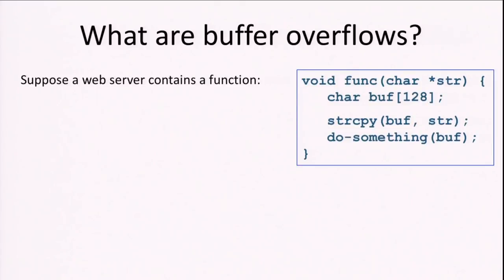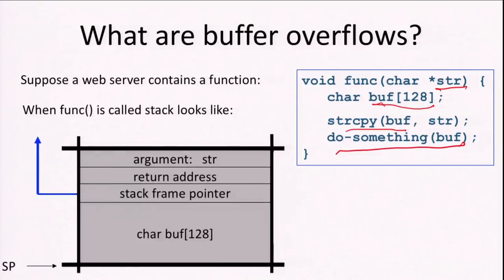So let's look at how this relates to buffer overflow. So suppose a web server has this function, and this function takes a string as input, and it has a local variable buffer of size 128 characters, and then it does a string copy of the string that has been passed to it onto the buffer, and then it does something with the buffer. It doesn't matter what it does with the buffer.